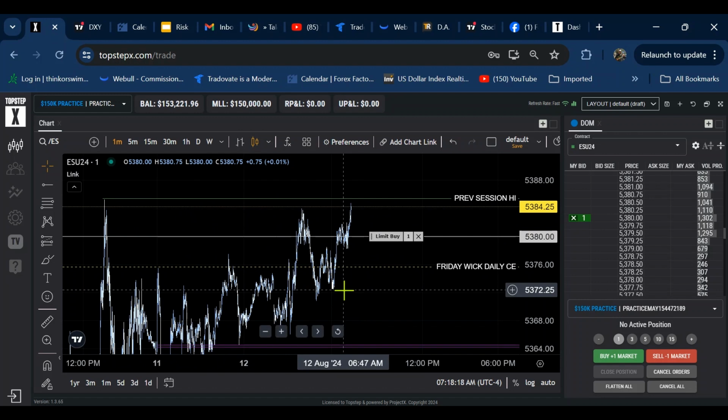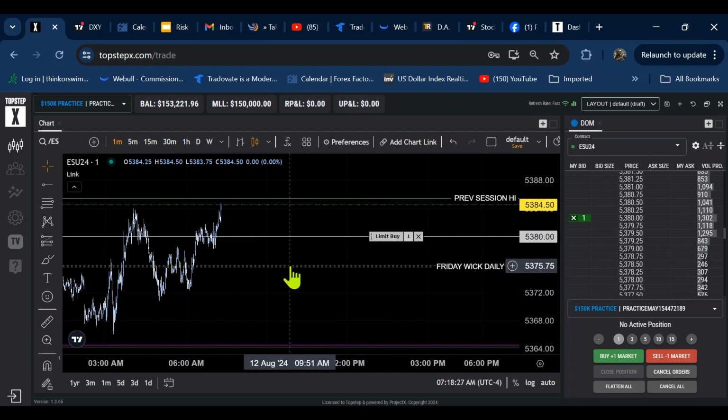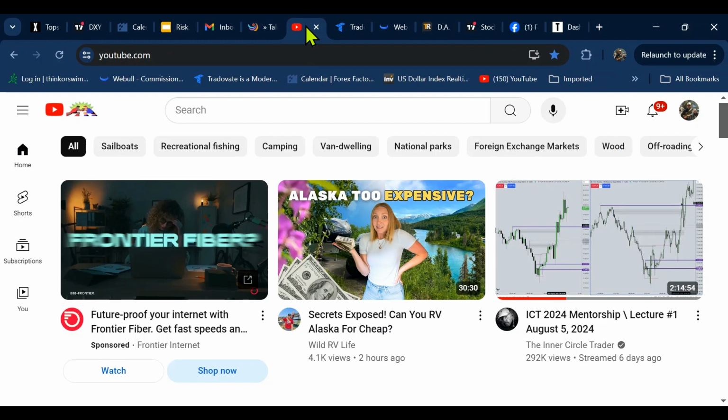So I hope that helps with your trading. I think it's a very important piece of information to have on the chart. ICT is doing a mentorship right now for his son that I would highly recommend.